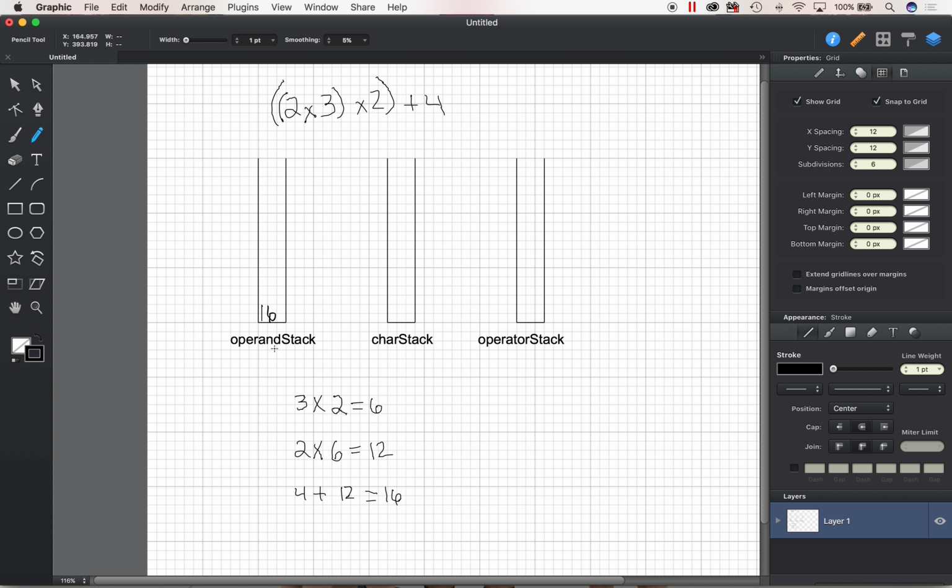But first of all, let me just make sure that this is in fact correct. Let's see here. 2 times 3, we know from mathematical precedence, you always do what's inside of the innermost parentheses first. So 2 times 3 is 6. Then 6 times 2 would be 12, and then 12 plus 4, that's 16. Okay, so this worked out. Okay. And that's it.